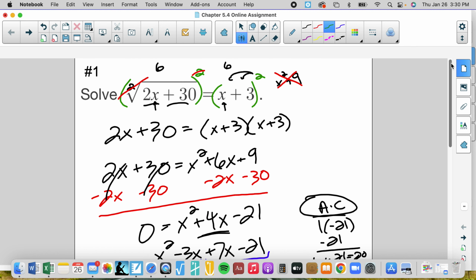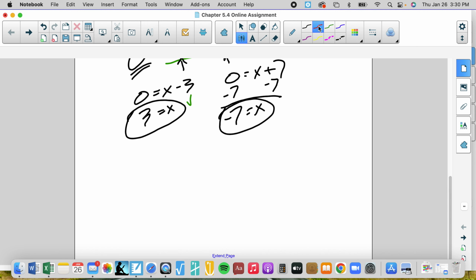Now let's try negative 7. If we put negative 7 in for x, we get negative 14. Negative 14 plus 30 gives us 16. Square root of 16 is 4. Okay, that's not a bad number. But if we plug in negative 7 here, we get negative 4. And 4 doesn't equal negative 4. So we know that negative 7 is not a solution. I call it an exclusion. But the only solution for number 1 is going to be 3.